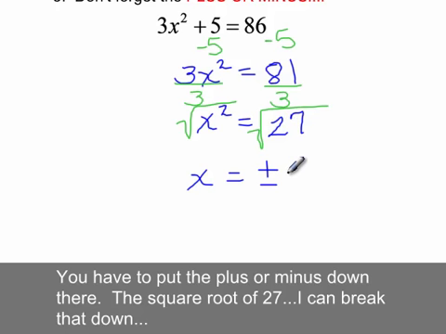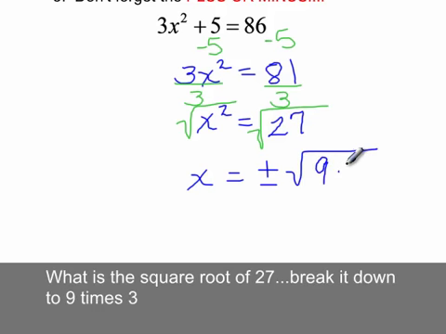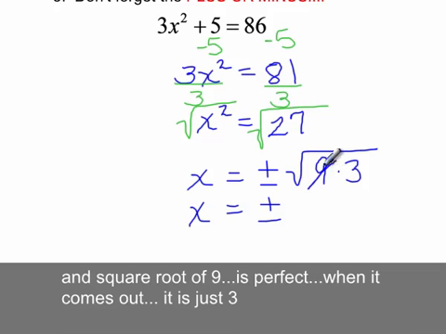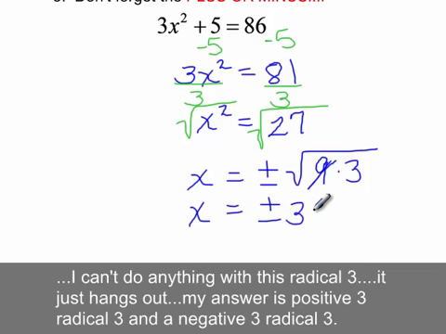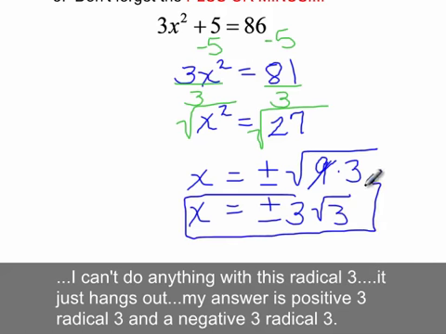The square root of 27, I could break that down. What is the square root of 27? Break it down to 9 times 3. And the square root of 9 is perfect. 9 is perfect. When it comes out, it's just 3. And I can't do anything with this radical 3. It just hangs out. My answer is positive 3 radical 3 and a negative 3 radical 3.